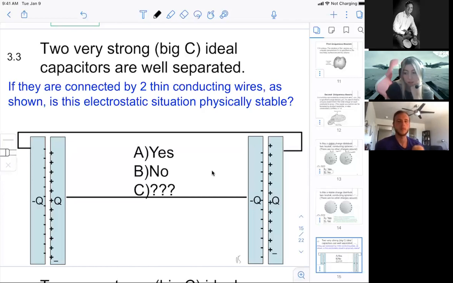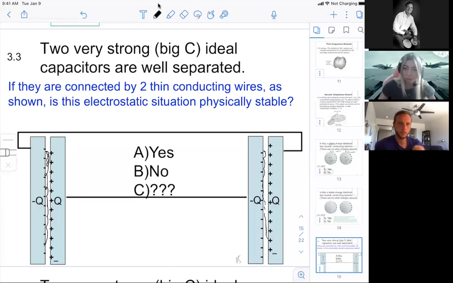I'm thinking that the electric field is only in between the two conductors, and there's nothing else interfering with anything, so it should be stable. The electric field would be only in between? Yeah, like between the minus and plus on the left conductor, and the minus and plus on the right conductor. Oh, you mean in here? Yes. So you're supporting answer E as stable? It's stable.